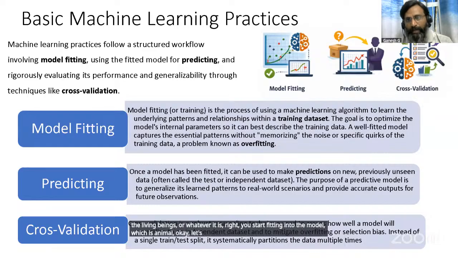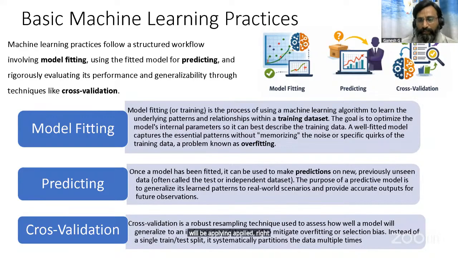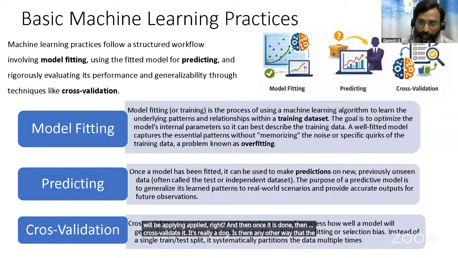Okay, let's say you start predicting, out of those animals, how many are dogs or how many are cats, for example. That's what the prediction will be applied to, right? And then once it is done, you cross validate it. Is it really a dog? Is there any other way that the dog parameters can be defined?